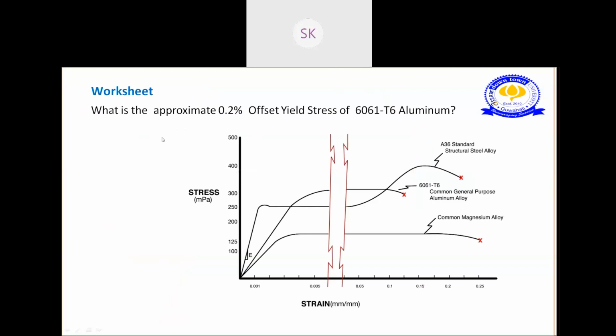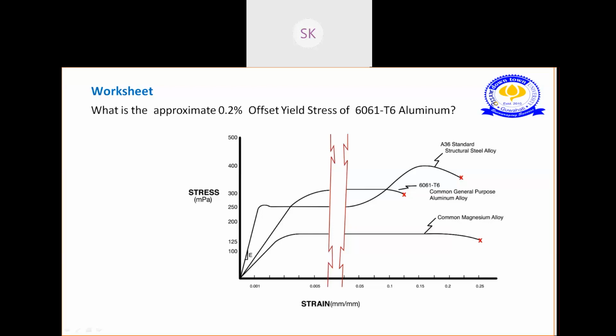Next, write down this question, or you can take a screenshot of this. You have to find the approximate 0.2% offset yield stress of aluminium. This is the curve. You have to find what will be the 0.2% offset yield stress for this aluminium. Can you do it now and tell me the answer?